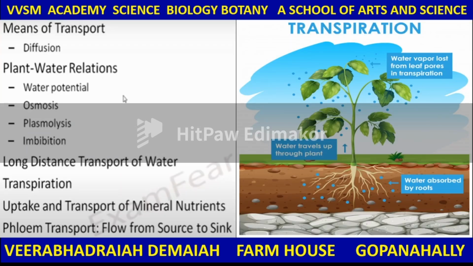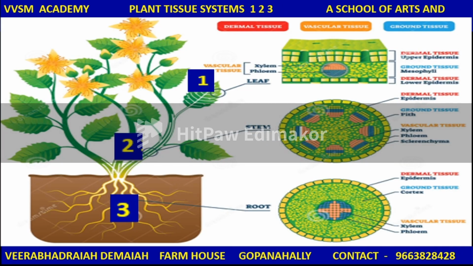Related topics are means of transport by diffusion, plant water relations, water potential, osmosis, plasmolysis, and imbibition. Well, friends, the tissues are the leaf, xylem, phloem, stem, and the root.